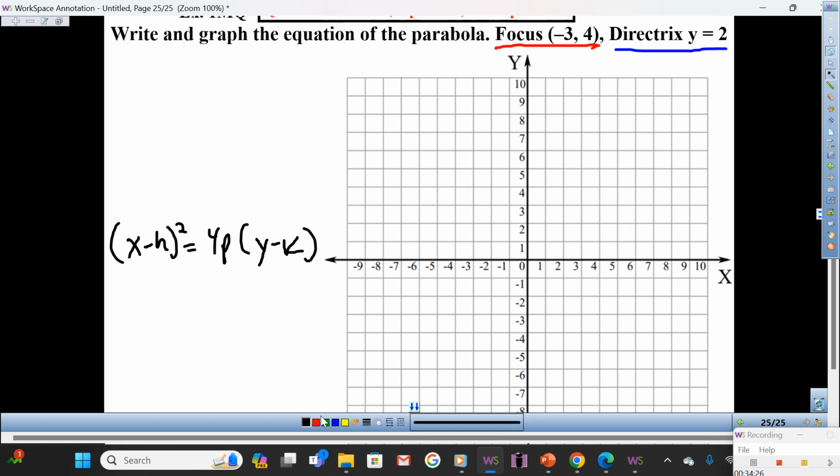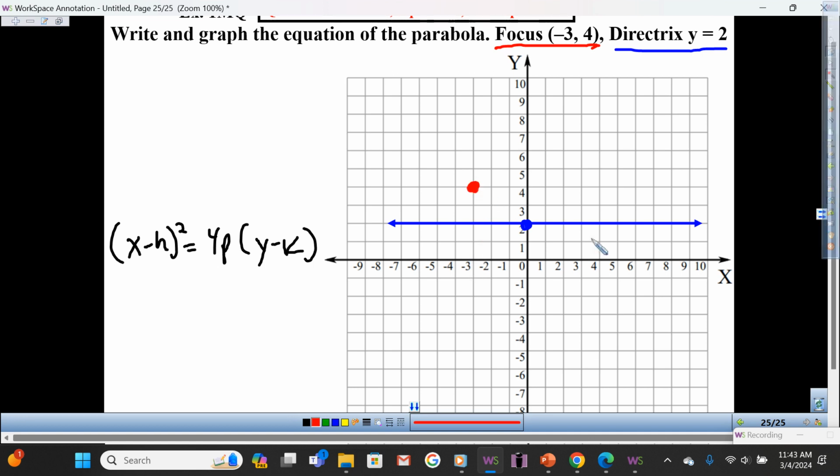Emily P., what do we graph first? Directrix, you did the directrix first, okay. Directrix is y equals 2. All right, continue, Courtney Jean, which is (-3, 4). Hands up if yours looks like that so far, okay.